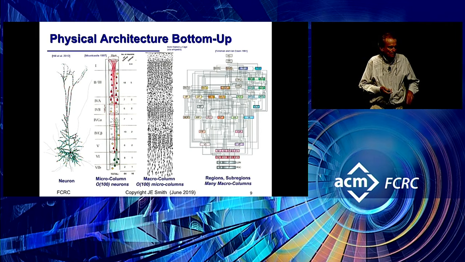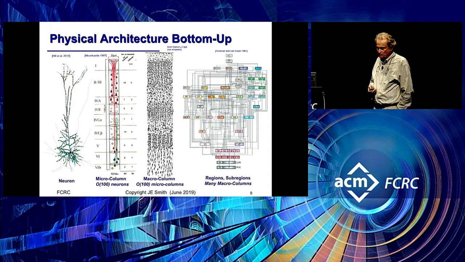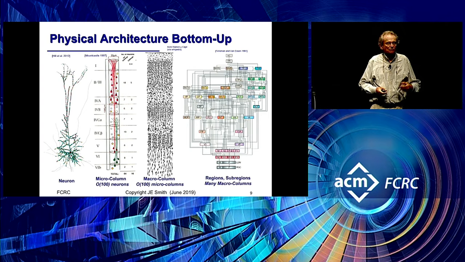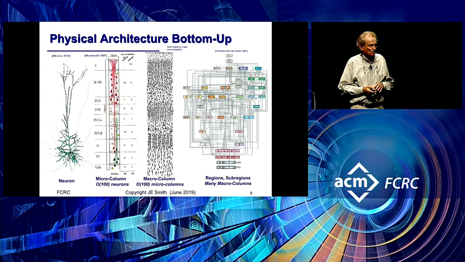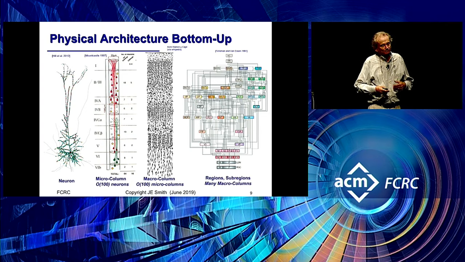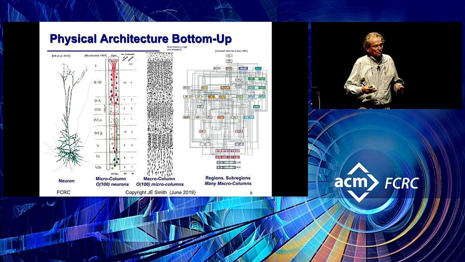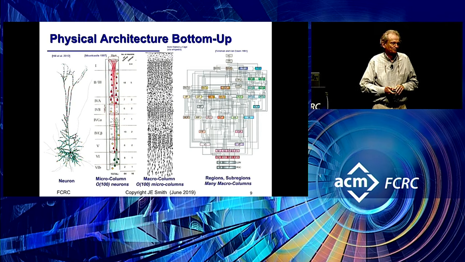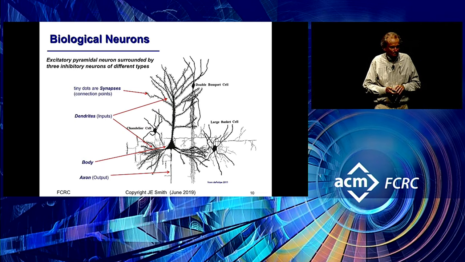So we have the neuron at the bottom. Neurons are organized into microcolumns of about 100 neurons each. Microcolumns are organized into macrocolumns of on the order of 100, sometimes more microcolumns. Some number of macrocolumns form the lower level regions, and then you have a hierarchy of regions, regions of regions of regions, until you get up to the lobes and then the full neocortex.